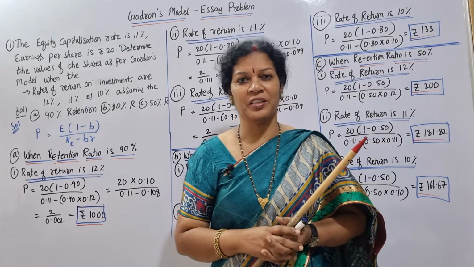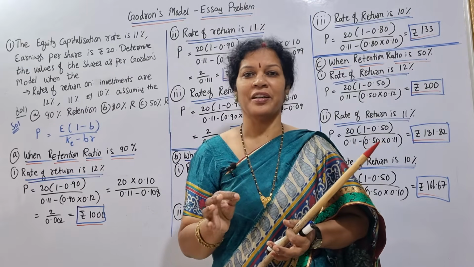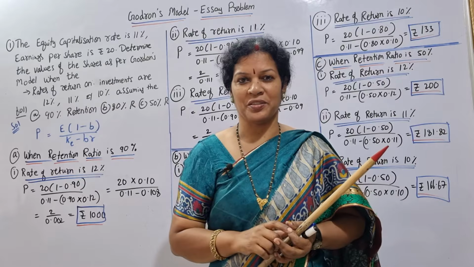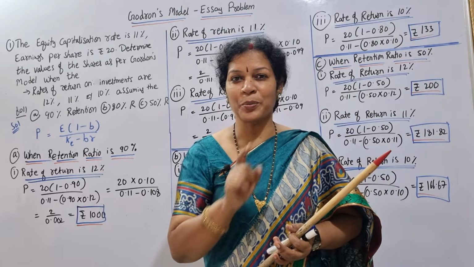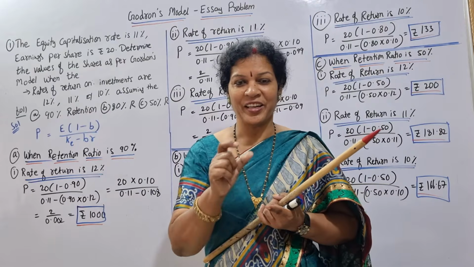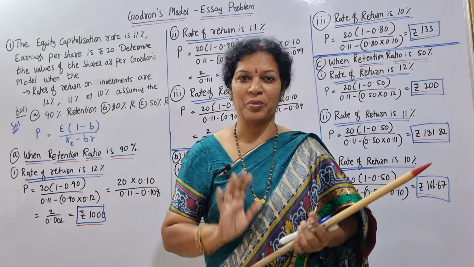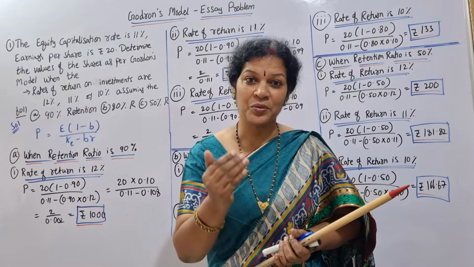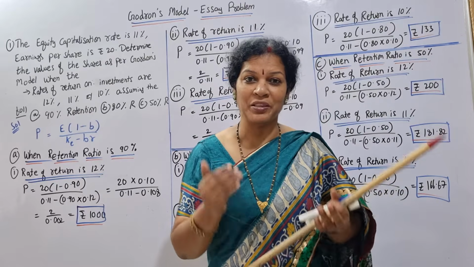So dividend theories. In the last class we have seen Gordon's simple method. Now today we'll see a problem. Did you understand the last class, the formula and abbreviations, and the simple problem also? If you understood the last class, then only please come to this class.